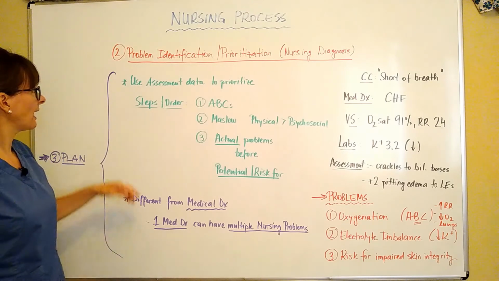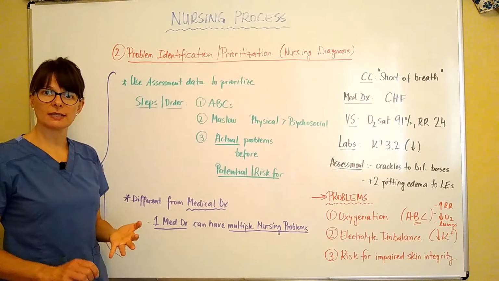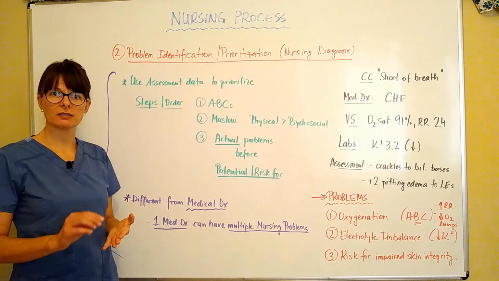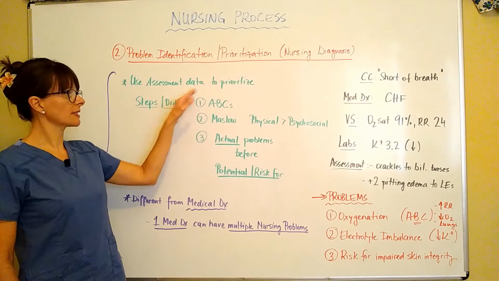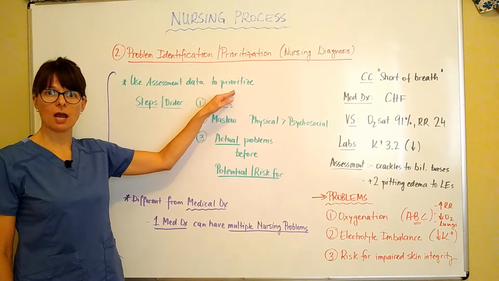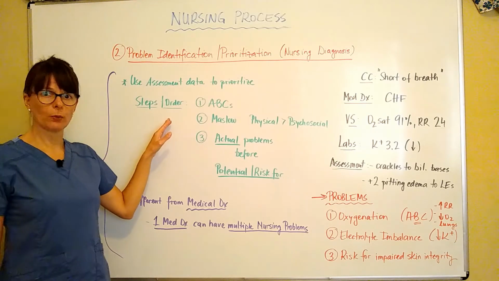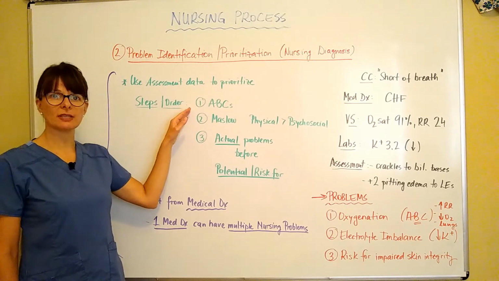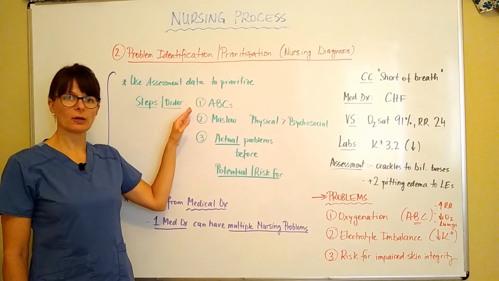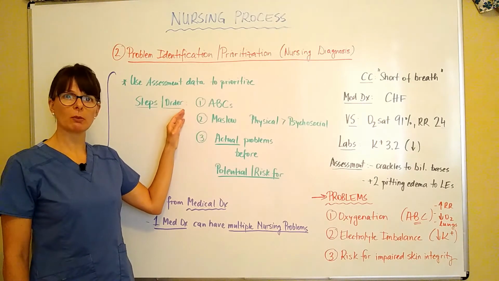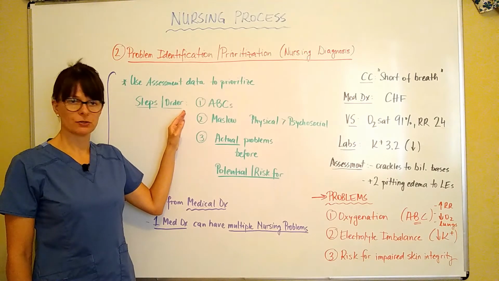After we have gathered all the assessment data, physical assessment, lab data, vital signs, subjective and objective information, we use this assessment data to prioritize our patient problems. The order we should always take is first addressing A, B, and C, your airway, breathing, and circulation. Whenever we have a problem with any one of those, they should be addressed first.